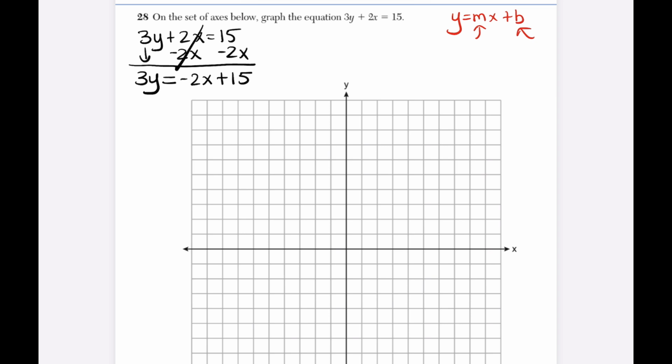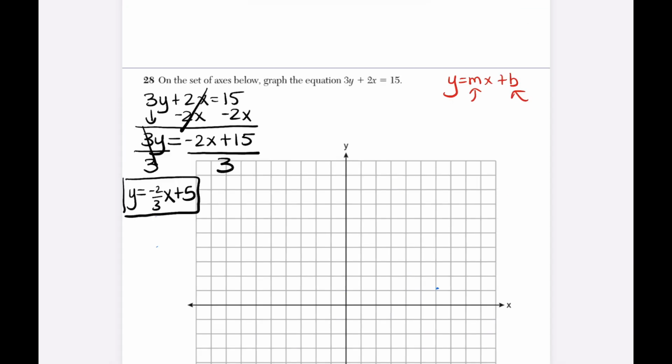It's still being multiplied by 3, so my next step is to divide by 3. So I'm going to divide the left side by 3, and I'm going to divide the entire right side. Don't forget, you have to divide both terms on the right side by 3. So on the left, I will have y by itself, and on the right side, I'm going to have negative 2/3 x plus 5. And how I got that, again, was by dividing both of the terms by 3.